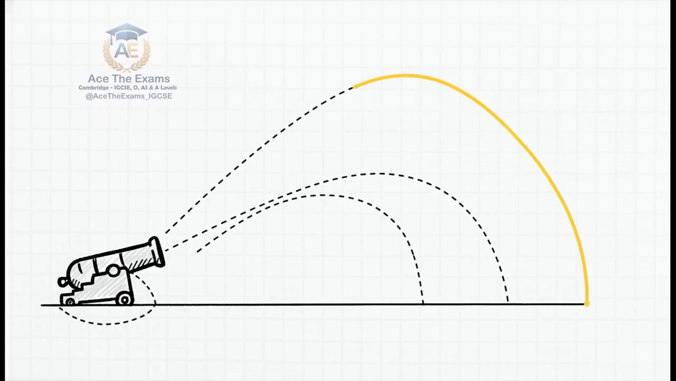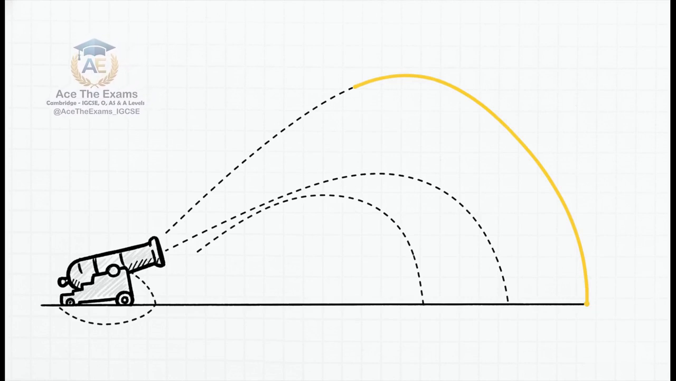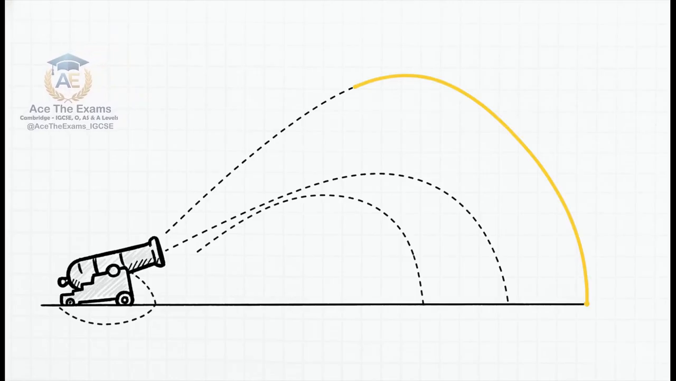Why? Because the range formula depends on the sine of twice the launch angle. And since the sine of 90 degrees is its absolute maximum possible value of 1, an angle of 45 degrees optimizes your distance every single time. If you calculate an optimal angle on level ground and it's not 45 degrees, you might want to recheck your math.